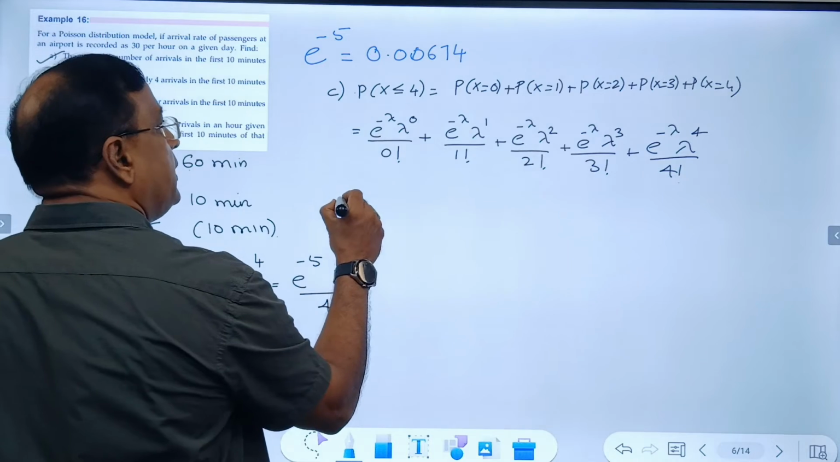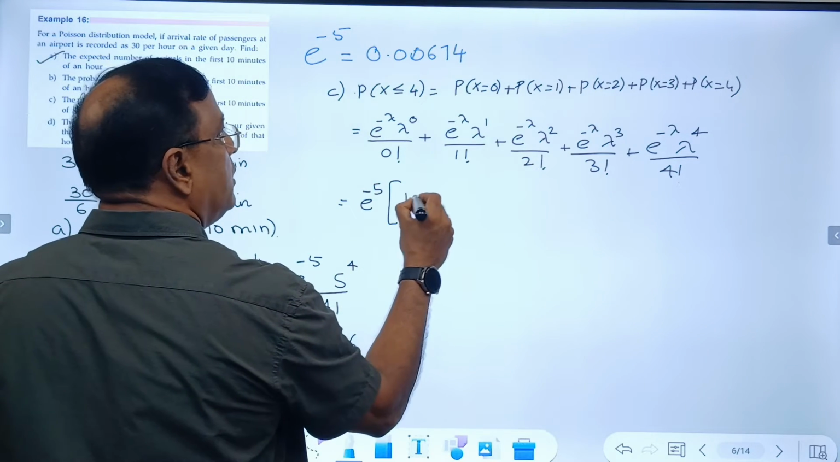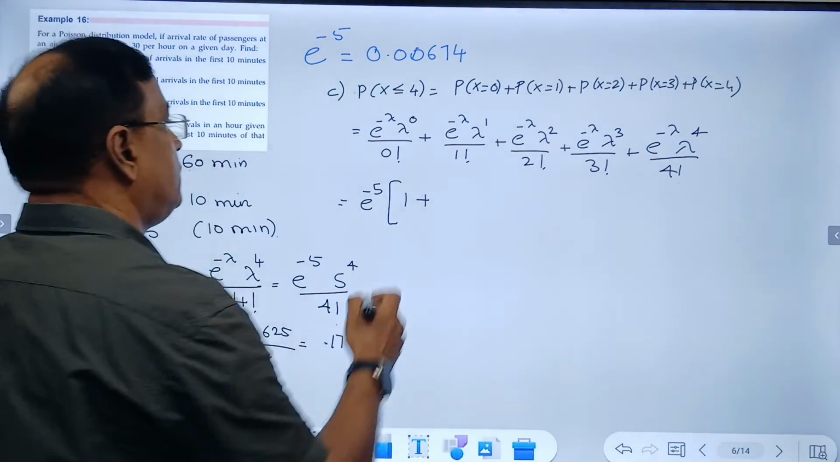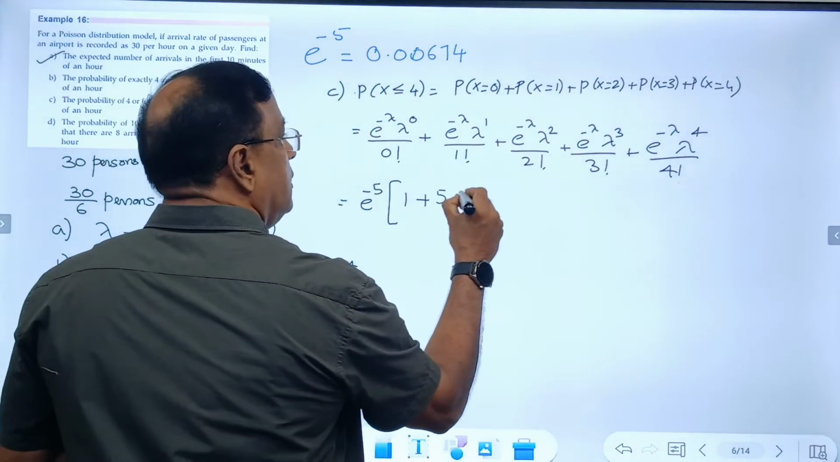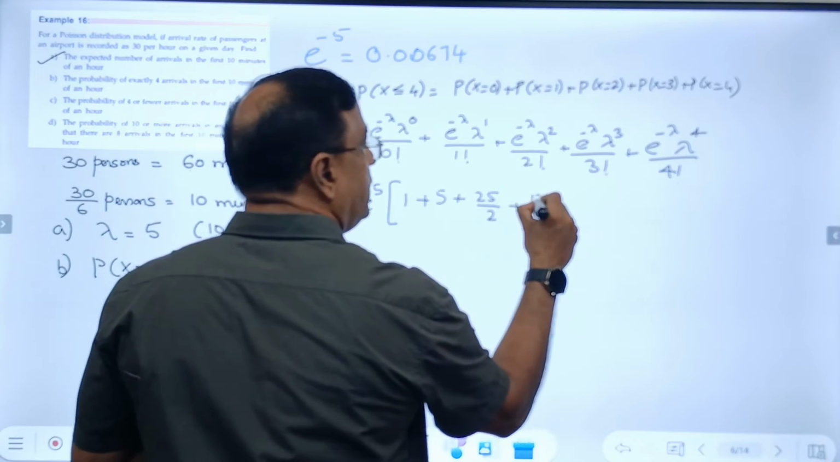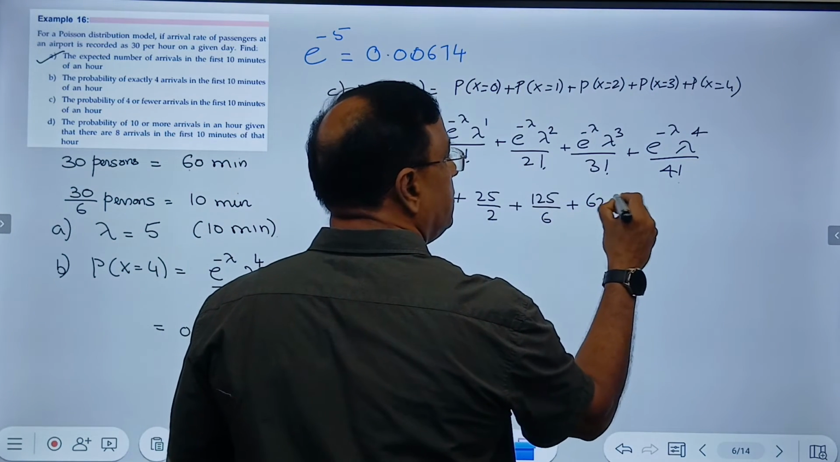Now take e power minus lambda outside, you get e power minus 5 is common, you get 1 plus lambda is 5, right? So it is 5 plus 25 by 2 plus 125 by 6 plus 625 by 24.